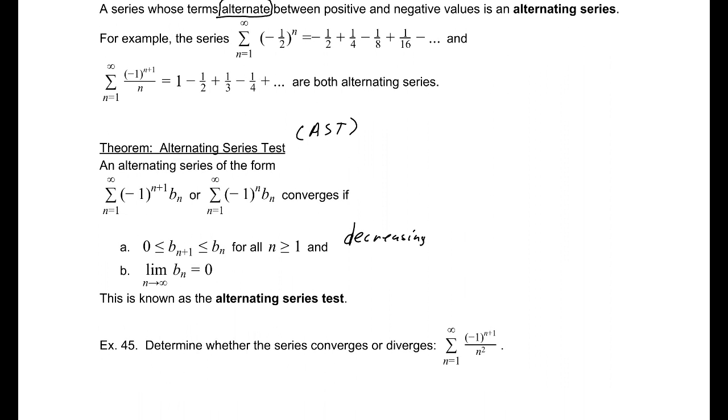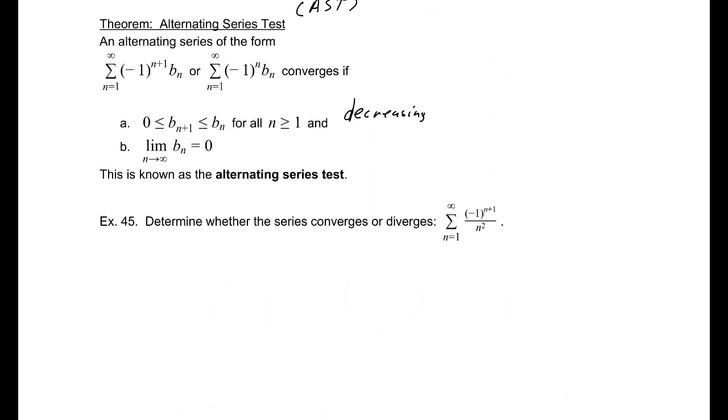So let's look at a couple of examples. 45. Determine whether the series converges or diverges. Well, for this series, the sum from 1 to infinity of negative 1 to the n plus 1 over n squared, the defining sequence is 1 over n squared. So in that case, we need to first determine whether it is decreasing or not. I believe it is, if you just think about it: 1, 1/4, 1/9, because they're perfect squares. Those appear to be decreasing, so I'm going to work that out in general.